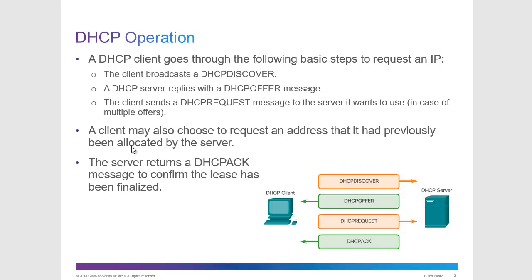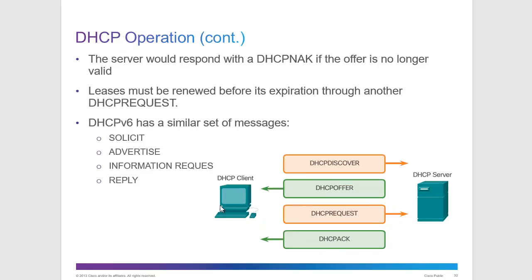Why does that have to happen, why does the server have to send back a final message? Because there is some small chance that your device is offered an IP address, and before it has a chance to respond, the server offers that same IP to another device, and it responded first, so you can't get that address. If you can't have the address, then you're going to see something called a DHCP NAK, no acknowledgement. The offer is no longer valid.